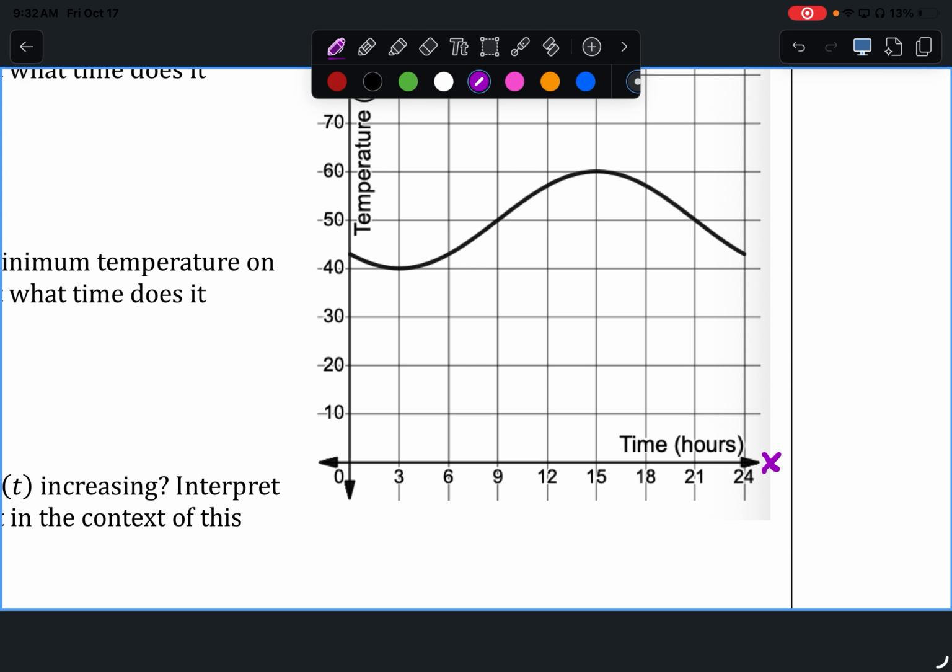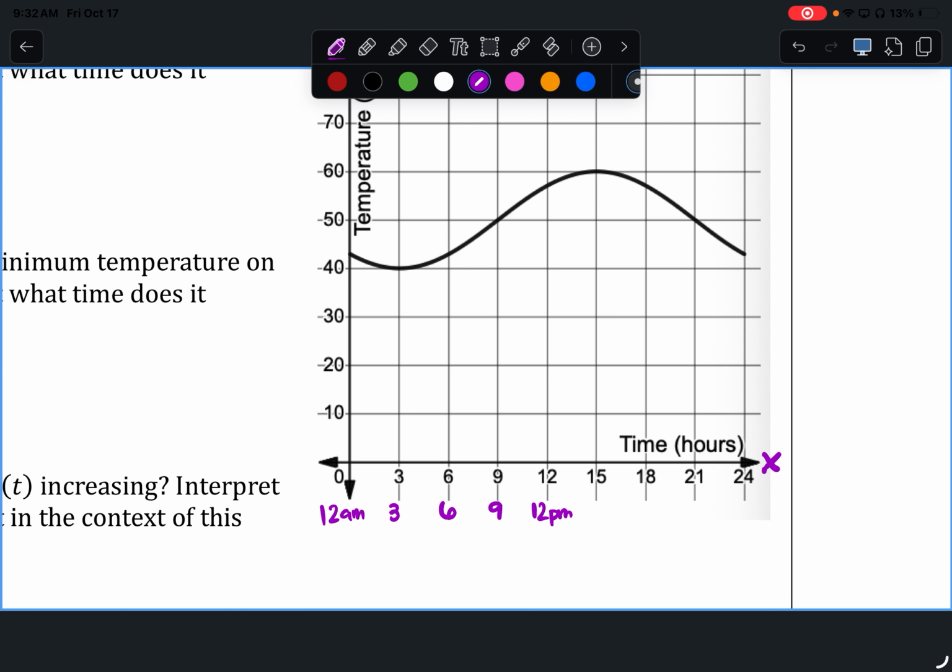For the sake of our understanding, we're going to put on there what times it is, in time that we use and understand. So this is 12 a.m. This would be 3 a.m., 6 a.m., 9 a.m., 12 p.m., that's noon.